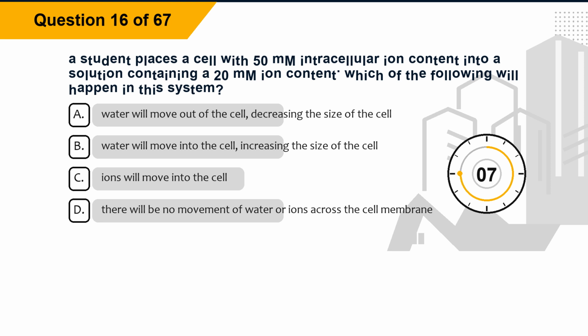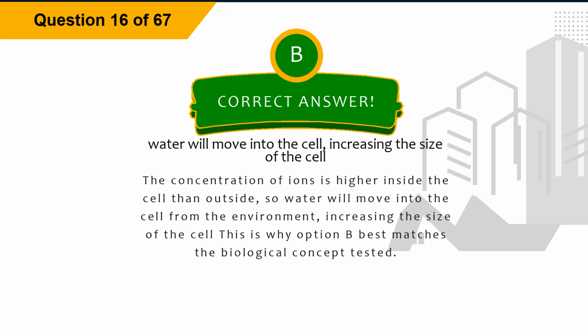Option C, ions will move into the cell. Option D, there will be no movement of water or ions across the cell membrane. The correct answer is option B, water will move into the cell, increasing the size of the cell.